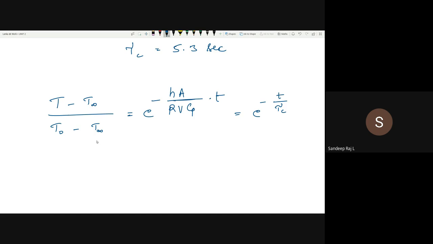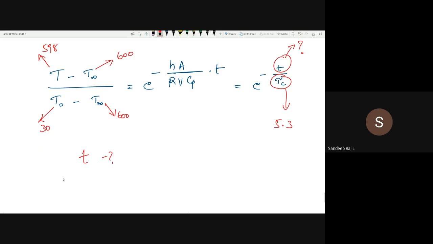So here in the question, he has given what is T infinity. The T infinity is given as 600. And T naught is also given. Initially, it is at 30 degrees centigrade. Now, it is at 598. That's what is given in the question. The tau C value just now we have found out as 5.3. So the only unknown is t, you have to find it out. He's asking you to find out the time. So for that, what you get here is (598 minus 600) by (30 minus 600) is equal to e power minus of t by 5.3.